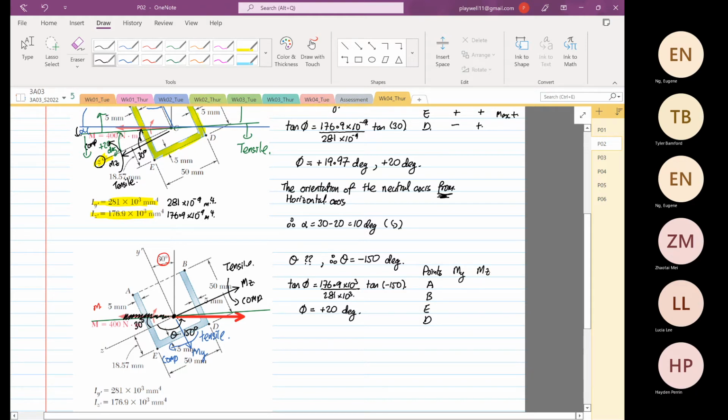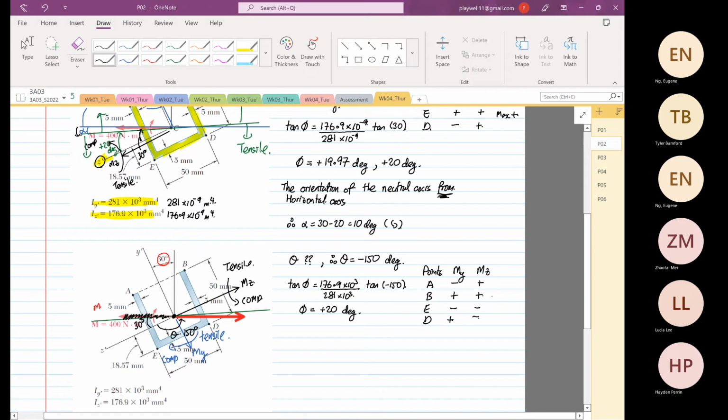On point A, My is compression. Point B, My is in tension induced by My. And point E is in compression. Point D is in tensile. And then we're going to look at Mz at point A and point B. Both will be in tension, right? And point E and point D due to Mz, both are in compression.